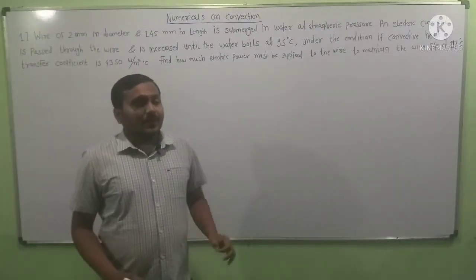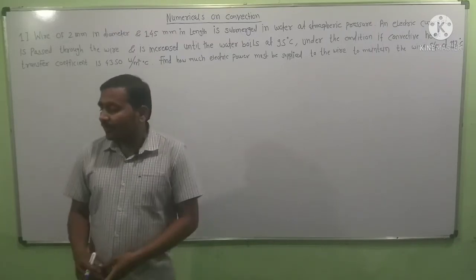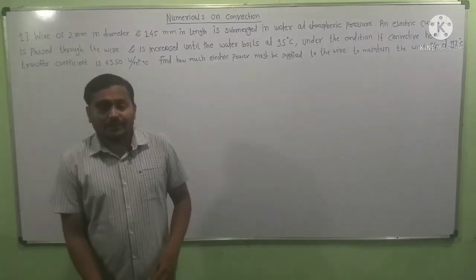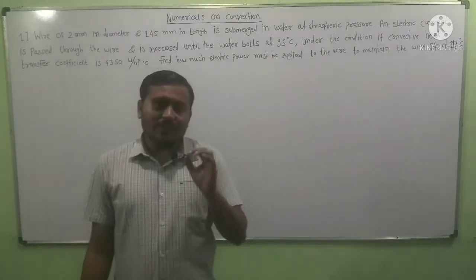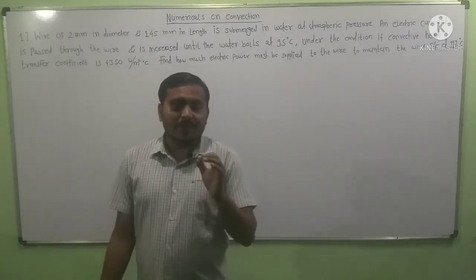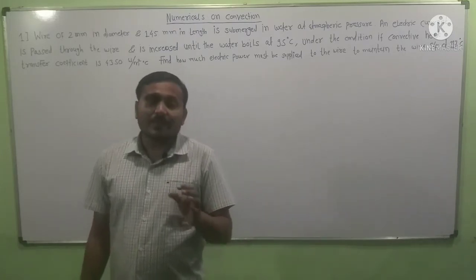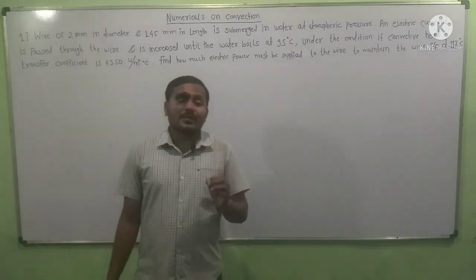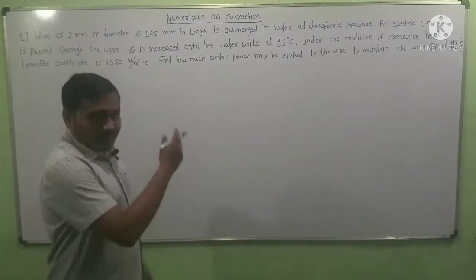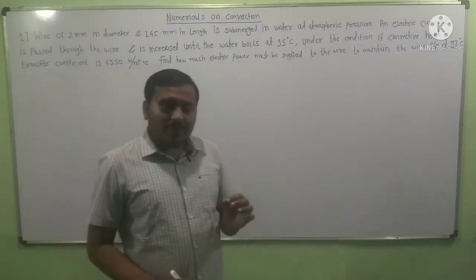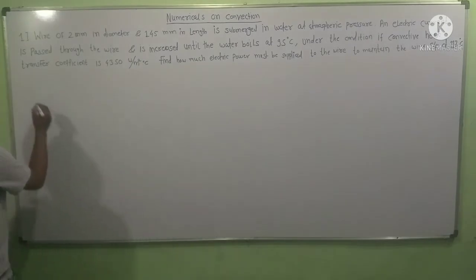Hi friends, we will see numericals on convection, how the convection heat transfer takes place, and that convection is given by Newton's law of cooling. Rate of heat transfer Q equals h into A into (Ts minus Tf), where Ts is surface temperature and Tf is fluid temperature. So this is the numerical which is given on convection. We will first write the given data.